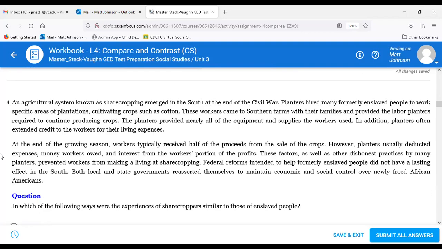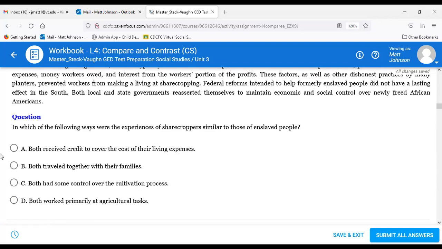And then number four, Capri, would you like to read number four? In which of the following ways were the experiences of sharecroppers similar to those of enslaved people? Both received credit to cover the cost of their living expenses. Both traveled together with their families. Both had some control over the cultivation process. Both worked primarily at agricultural tasks. I think the answer is D.